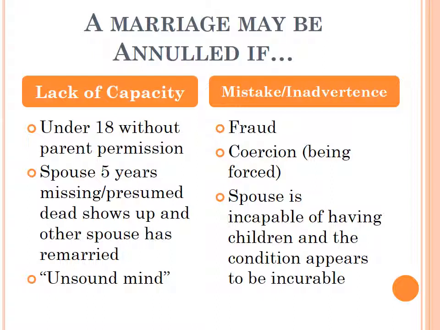A third thing would be the spouse is incapable of having children and the condition appears to be incurable. And this is a situation where spouse 1 and spouse 2 did not know until after they consummated the marriage whether both parties were able to actually have children, went ahead and got married, and then one spouse turns out to not be capable of producing children. And since it has been shown, legislated to be public policy over the years that marriage is entered into for the purpose of creating children, it is on the books that you can annul a marriage if the spouse is incapable of having children, and there doesn't really seem to be anything that spouse can do about it.